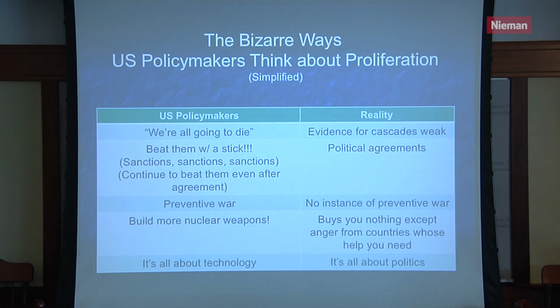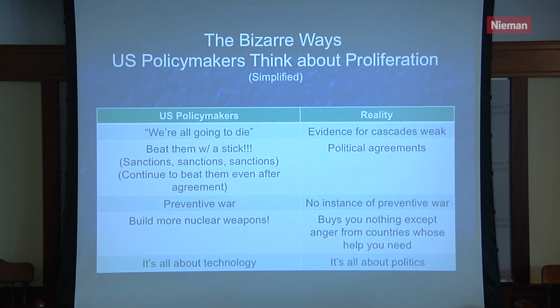The first one: we're all going to die. That's the one like, weapons are going to spread. If we do this one thing, if we have the Iran agreement, if we have X, if we have Y, it's going to lead to a dramatic spread in nuclear weapons. Well, that's not what history says. Israel's had a nuclear weapon since 1967. Name all the other nuclear weapon states in the Middle East. Yeah, zero. So I think the evidence for cascades is weak.